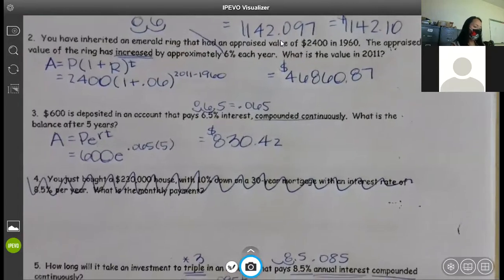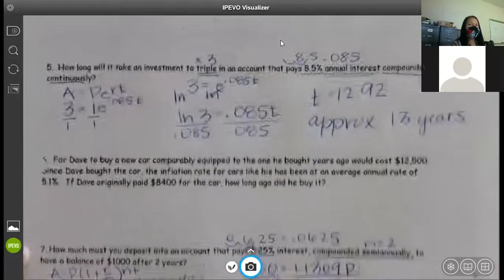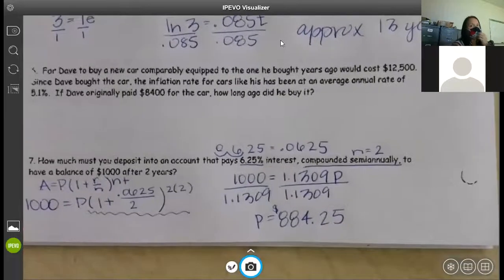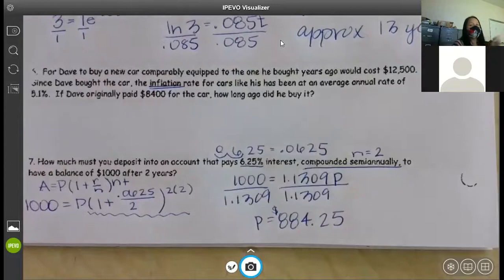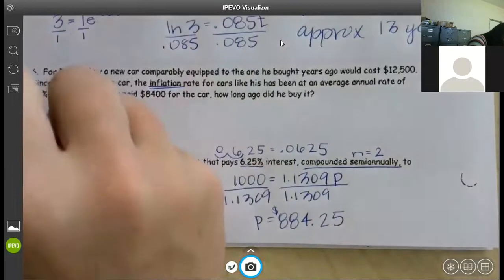All right. Down at the bottom, number 6. Same thing. For Dave to buy a new car comparably equipped to the one he bought years ago would cost $12,500. Since Dave bought the car, the inflation rate, inflation means what? Increase. Rate for the cars like this has been an average annual rate of 5.1%. If he originally paid $8,400 for the car, how long ago did he buy it? So we're looking for T. How long ago? So same formula.